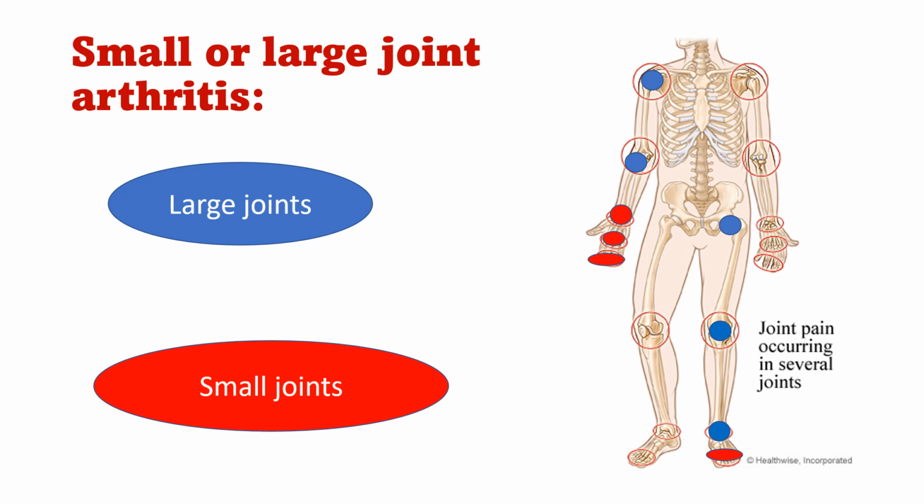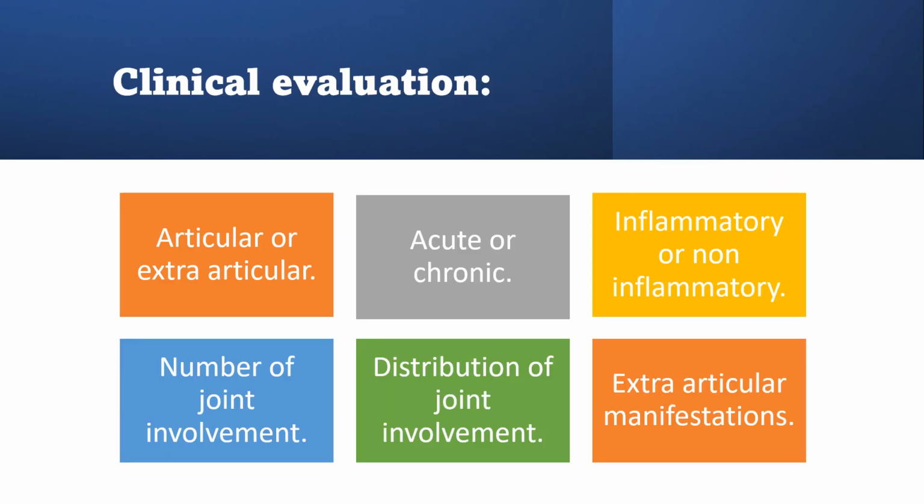As regards small or large joints, the joints of the hand and feet are small joints, except the ankle. The ankle is a large joint. The MTP is a small joint. The DIPs, PIPs, MCPs, and wrist joints. MTP is the metatarsophalangeal joint. MCP is the metacarpophalangeal joint. PIP and DIP are the proximal interphalangeal joint and distal interphalangeal joint. And also the wrist joint, all these are small joints. However, the shoulder, the elbow, the hip, knee, and ankle, all these are large joints.